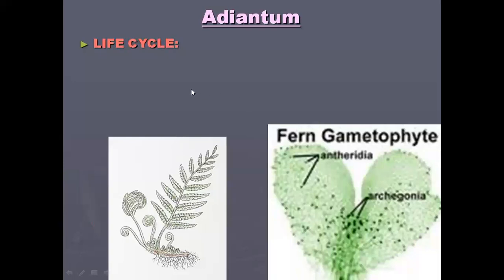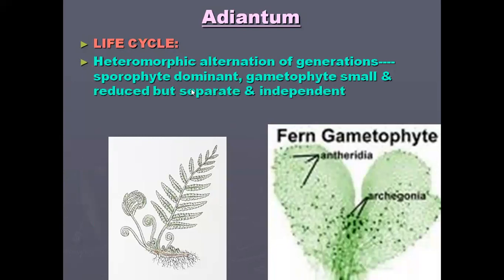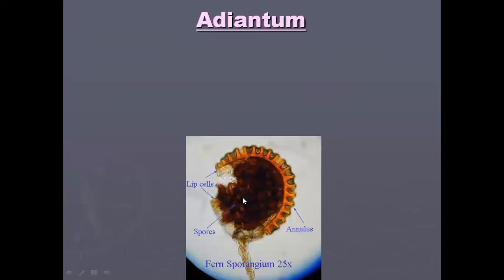The life cycle of Adiantum: heteromorphic alternation of generation. Sporophyte is dominant, gametophyte is small and reduced, but separate and independent. This is the sporophyte. This is the gametophyte. It is smaller in size. It is green, photosynthetic, but it is independent. It is not dependent on the sporophyte. However, initially in life, the sporophyte is dependent on the gametophyte for germination.